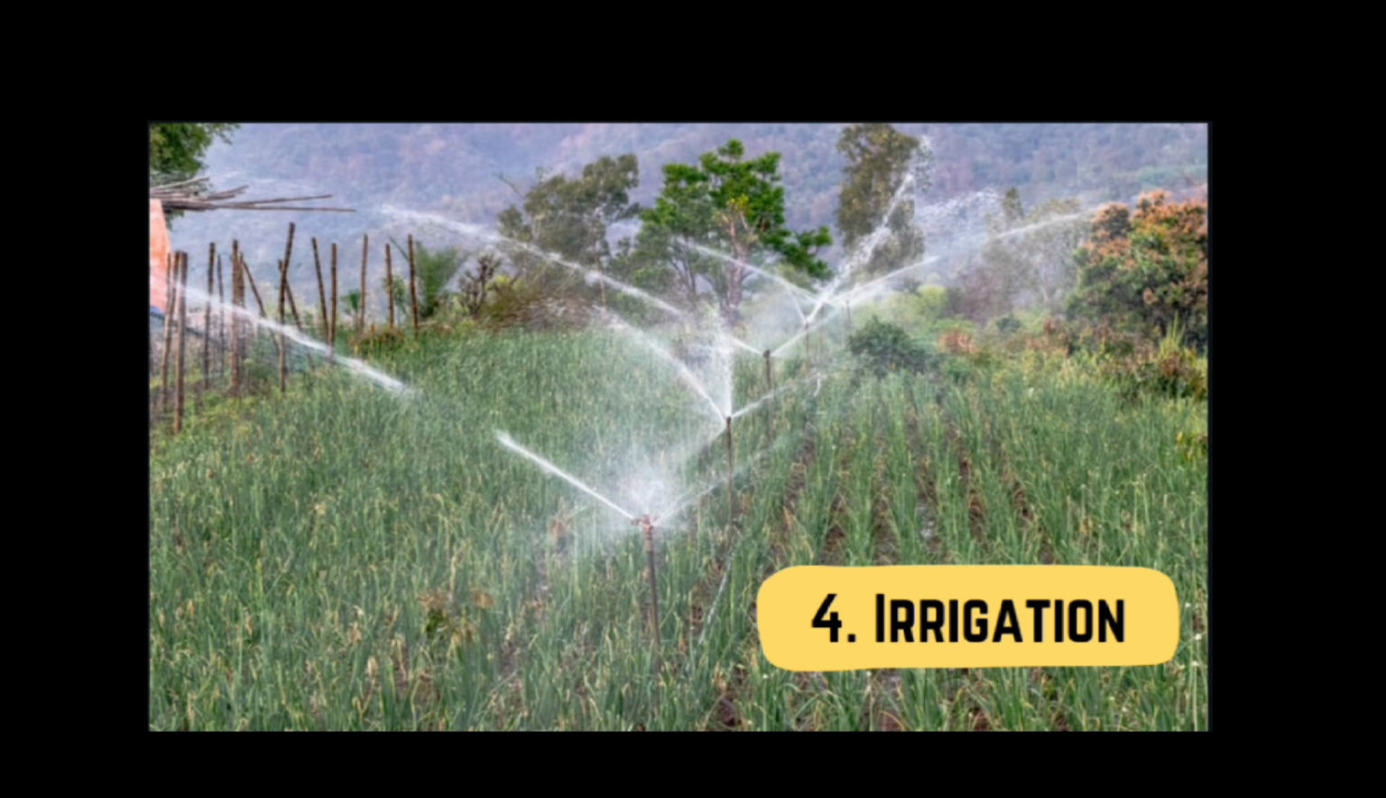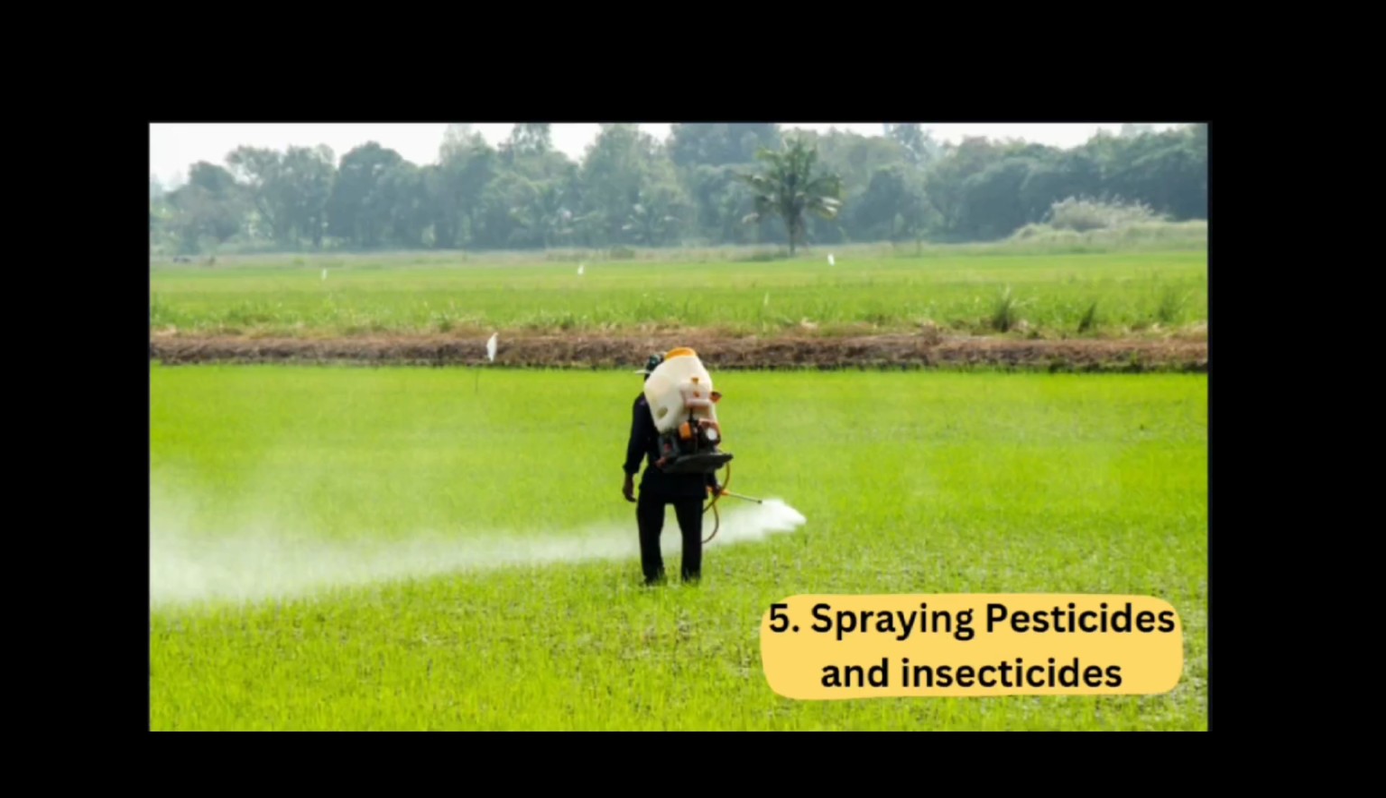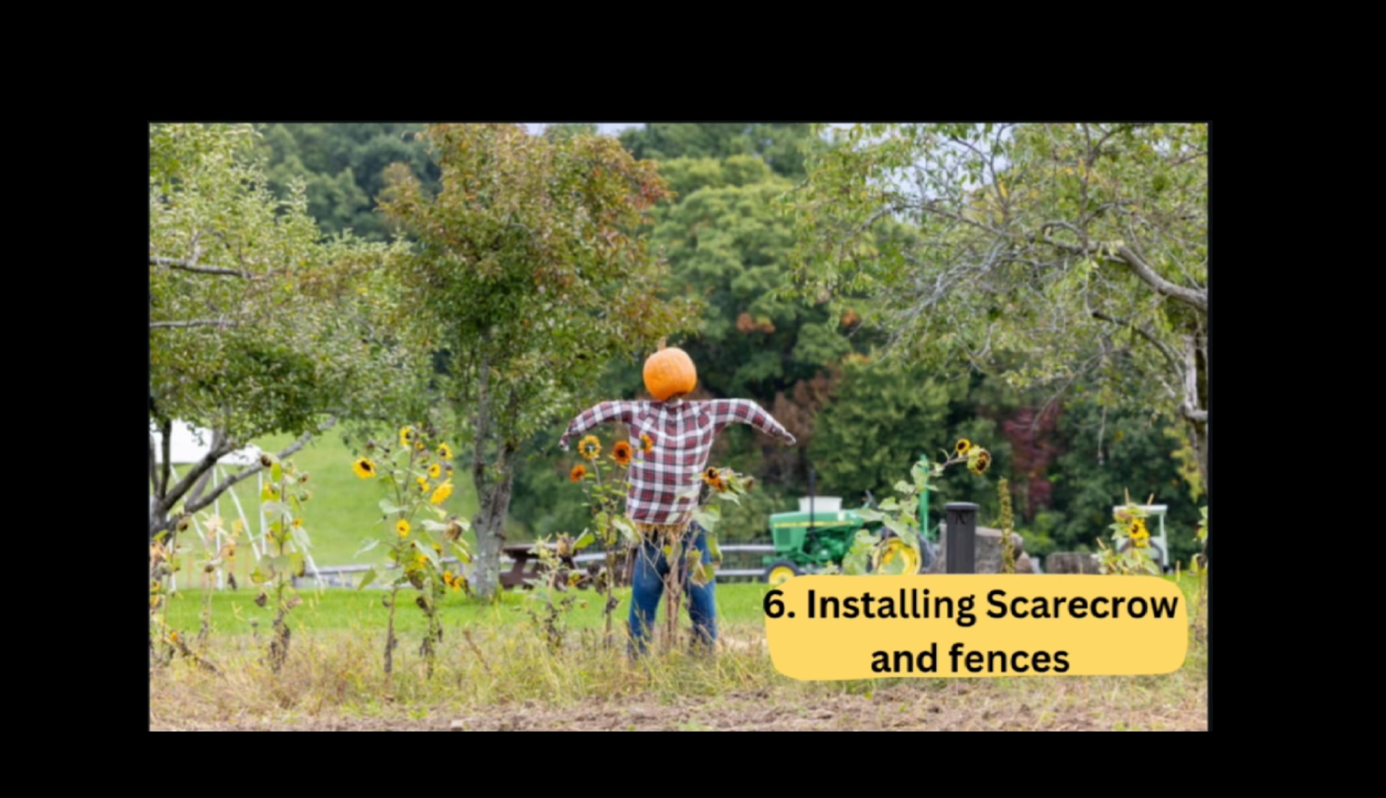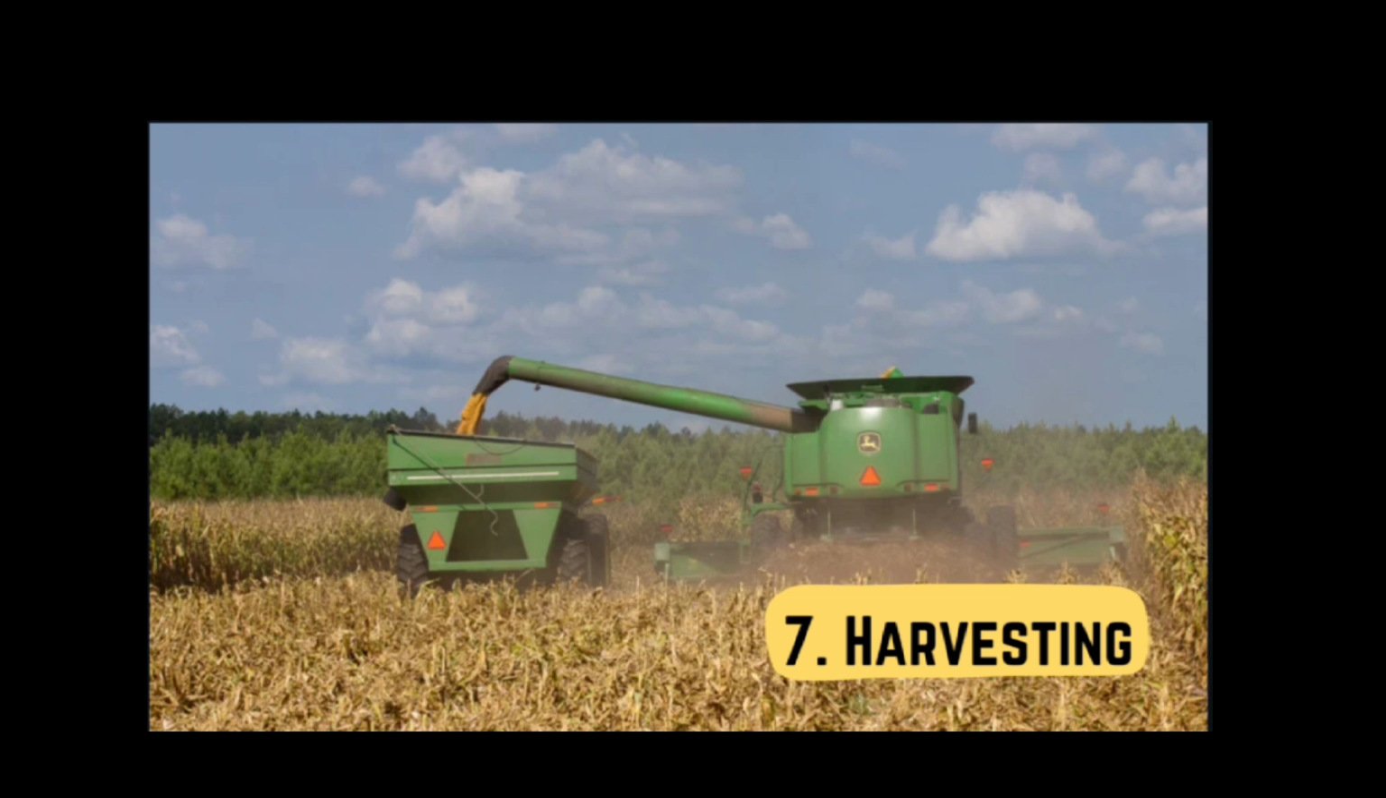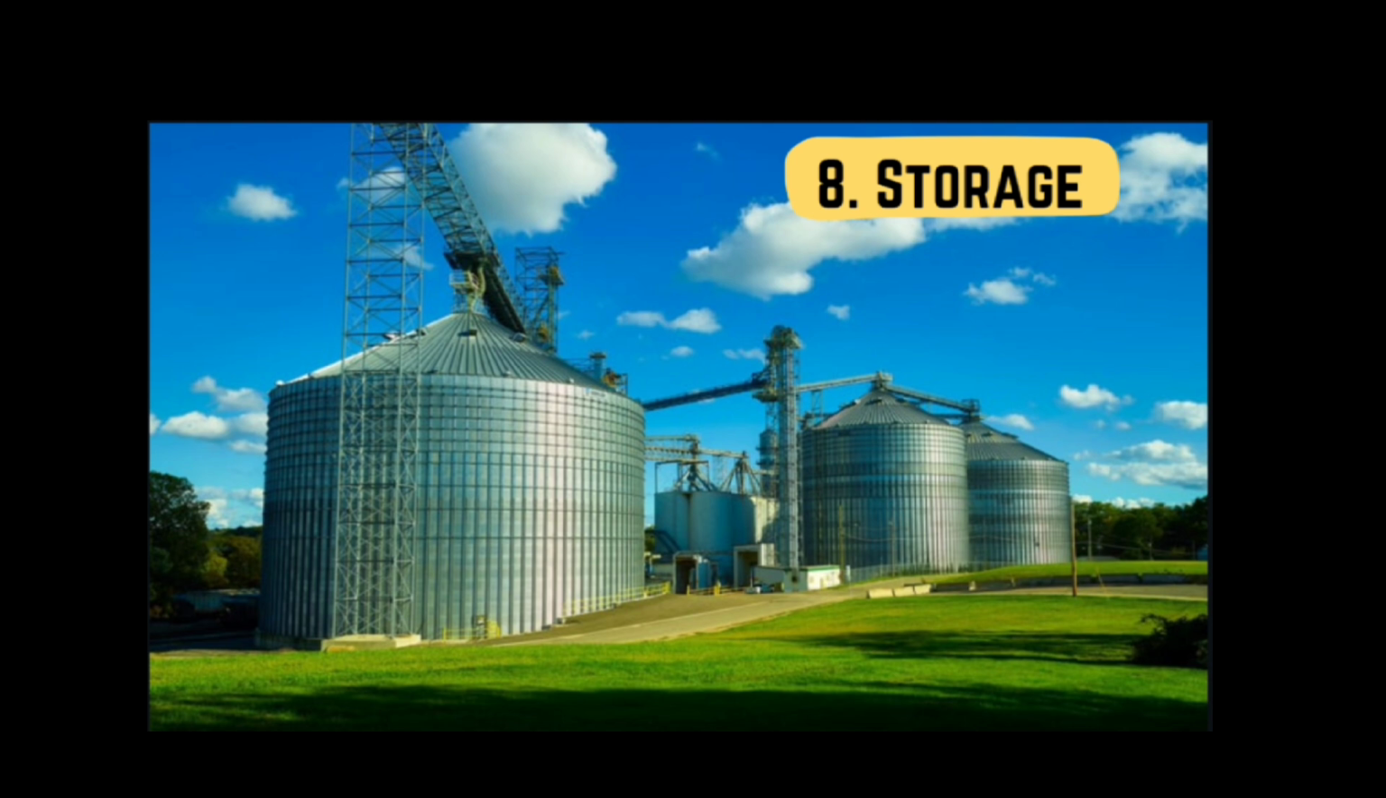Fifth is pesticides and insecticides spraying. These are sprayed to protect the crops from pests. Installing scarecrows and fences protects the farm from goats, cows and other animals, and also from birds. Now, once the crop is ready, it is ready for harvest. The crops are harvested when they are ripe and ready to be consumed or used by people. And the last step is storage. After harvesting, crops are stored in silos or granaries till the time they are distributed in the market.